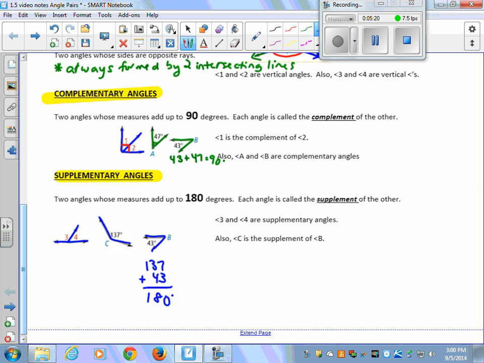I like to remember the difference between complementary and supplementary because C comes before S in the alphabet, and 90 comes before 180 when you're counting. So complementary is the 90 degrees, and supplementary is the 180 degrees. Okay.